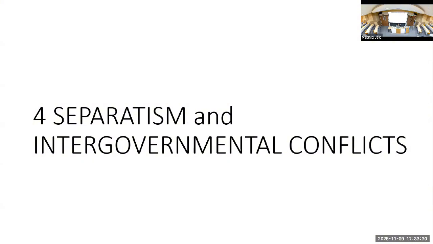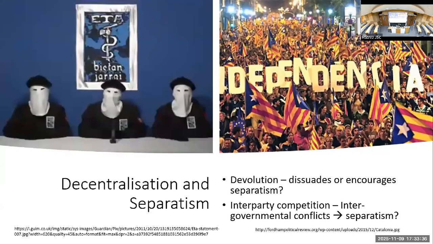We look at separatism and intergovernmental conflicts. This is a thorny issue for many politicians. They fear that if you have decentralization, it may actually fuel or encourage further calls for separatism. Separatism means taking out part of the country to be an independent state. On both sides of both pictures here is a country called Spain. Spain has many regions. Spain started off as a unitary state, but today it looks more like a federation.